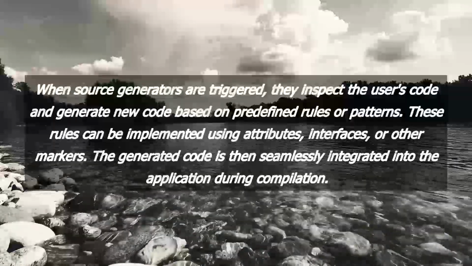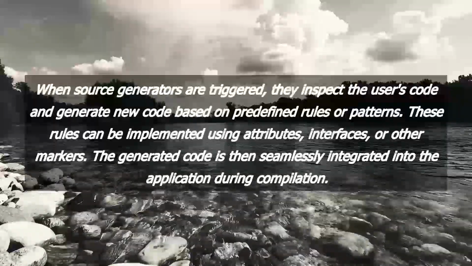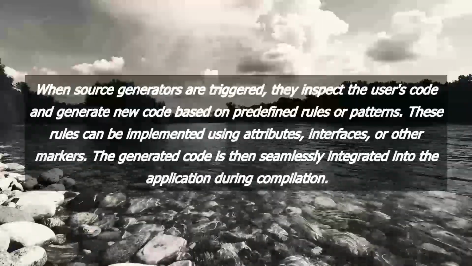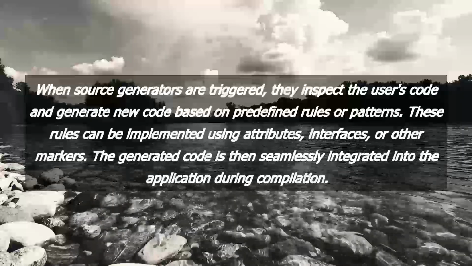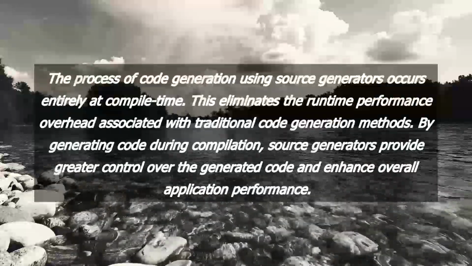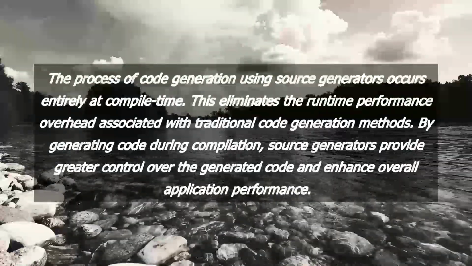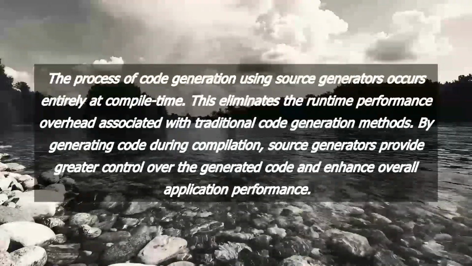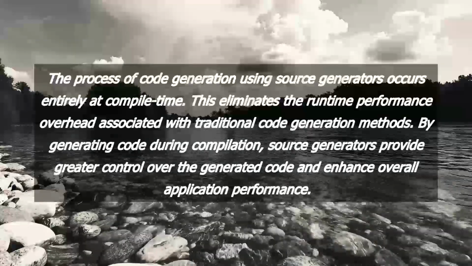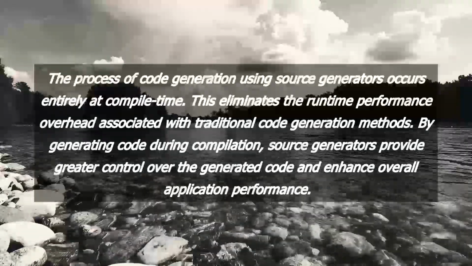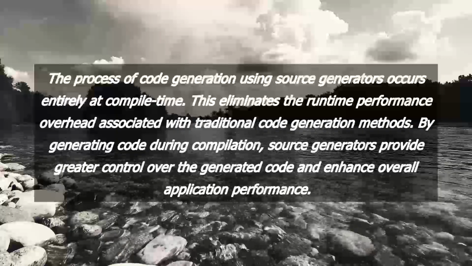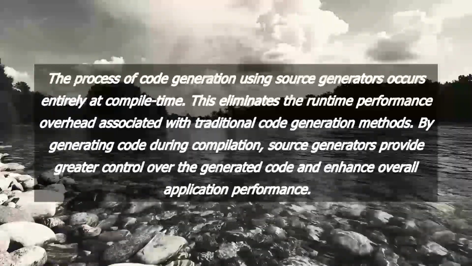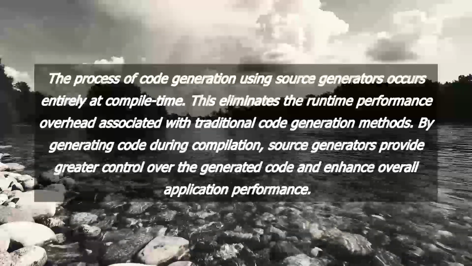These rules can be implemented using attributes, interfaces, or other markers. The generated code is then seamlessly integrated into the application during compilation. The process of code generation using source generators occurs entirely at compile time. This eliminates the runtime performance overhead associated with traditional code generation methods. By generating code during compilation, source generators provide greater control over the generated code and enhance overall application performance.